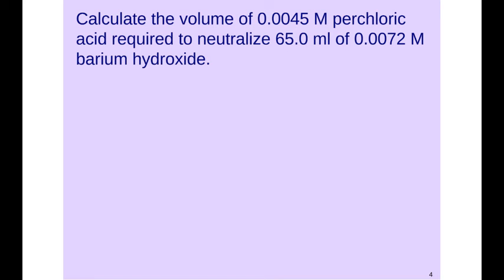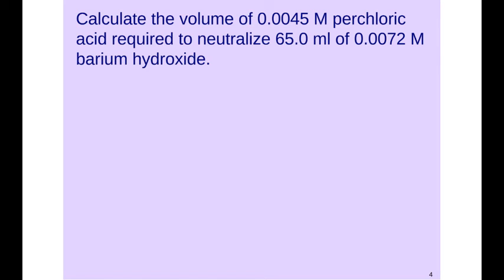In this next problem, we want to calculate the volume of 0.0045 molar perchloric acid that's required to neutralize 65 milliliters of 0.0072 molar barium hydroxide. So I've identified that I'm solving for the volume of my acid, I'm given the molarity of the acid, I'm given the volume of my base, and I'm given the molarity of my base.